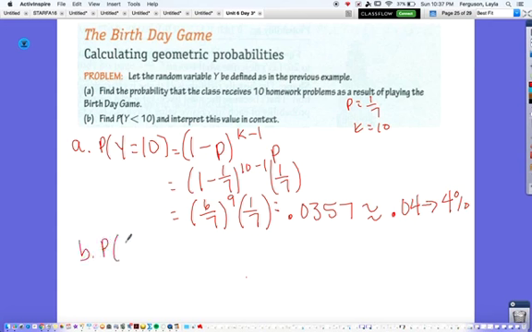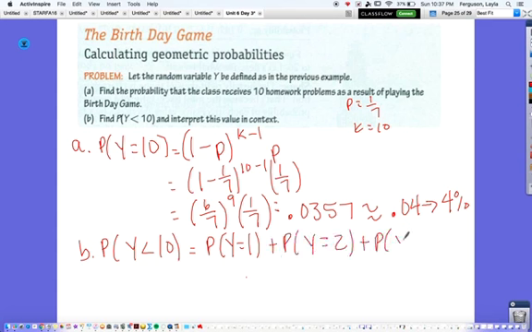B, find the probability that y is less than 10 and interpret this value in context. So if y was less than 10, that would mean the probability that y was equal to 1 plus the probability that y was equal to 2 plus the probability y equals 3, and so on and so forth until we get to the probability y equals 9 and the probability that y equals 10.